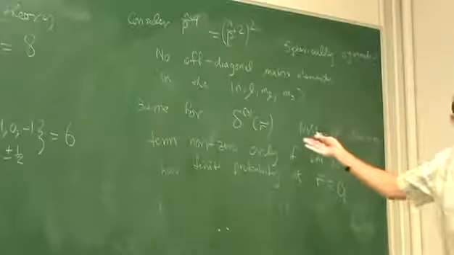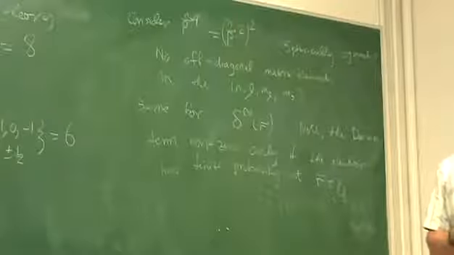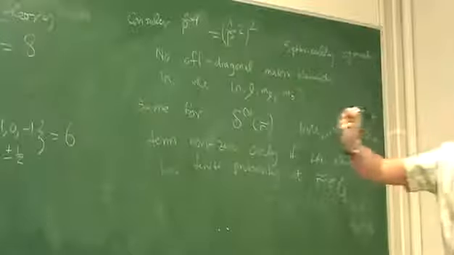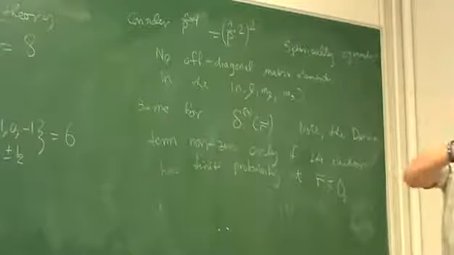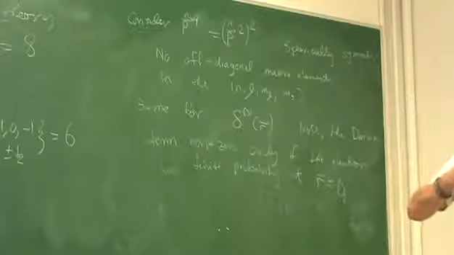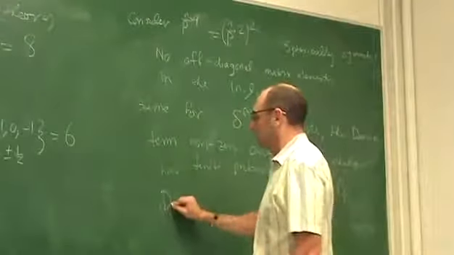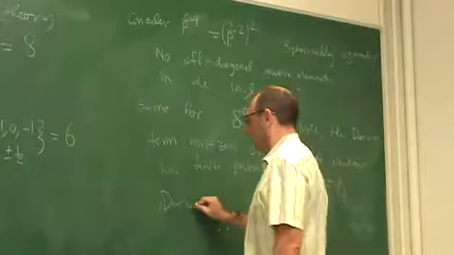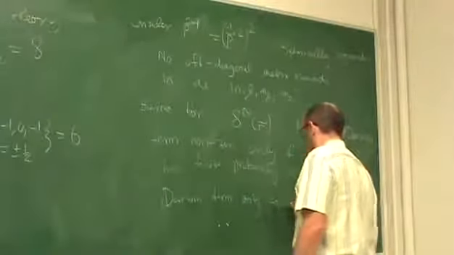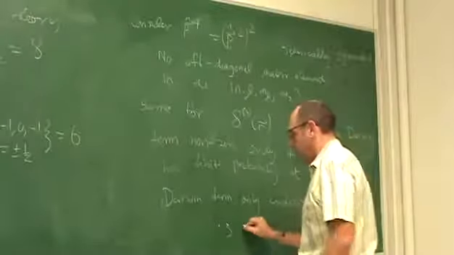So what does that mean? It means that it is only a perturbation on the S states. Only the S states have non-zero probability at the origin. All of the other states with non-zero angular momentum have 0 probability to be at the origin. So the Darwin term only contributes to S states.